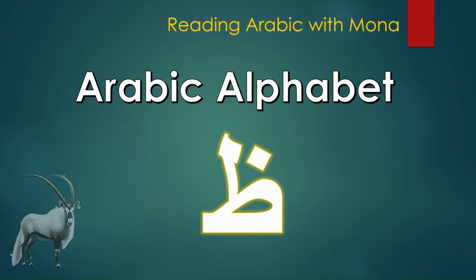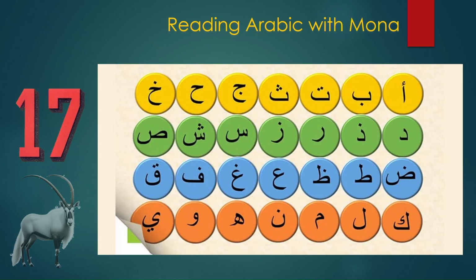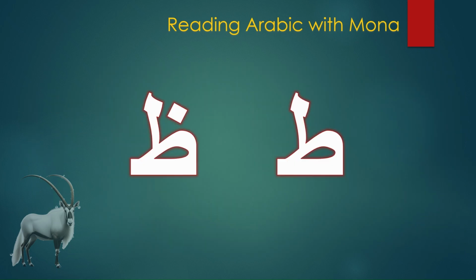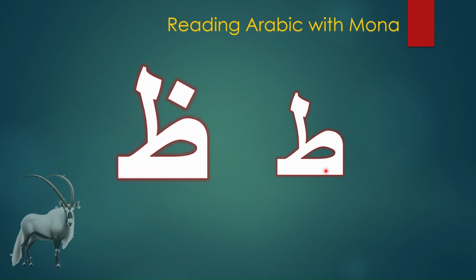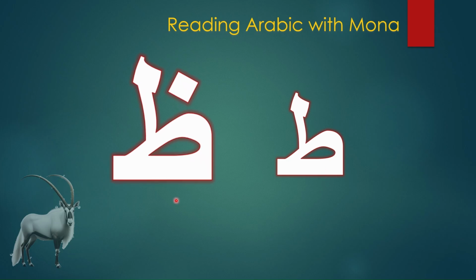Today's lesson is about the Arabic letter Dha. The letter Dha is the 17th letter of the Arabic alphabet. The letter Dha is one of the two letters that share the same shape with the Ta from the previous lesson, except that the Dha has a dot.